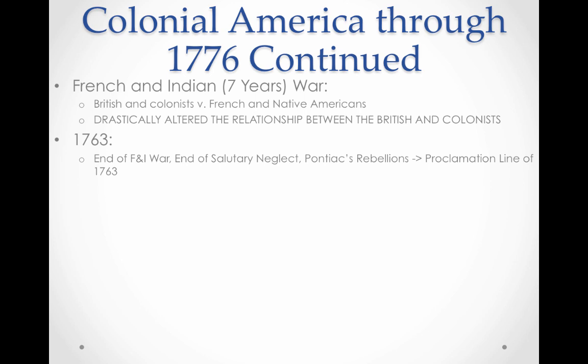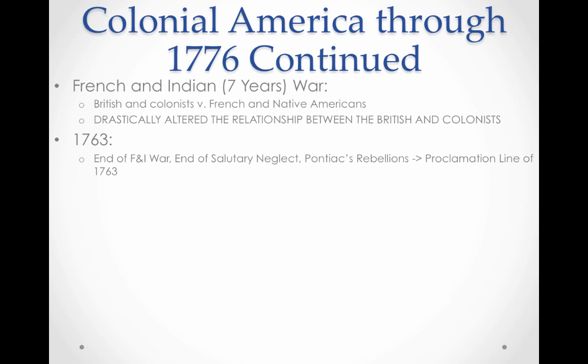So we see 1763 as an important year, because we had the end of the French and Indian War, which leads to the end of salutary neglect. And remember, salutary neglect is when the British would pretty much leave the colonists alone as long as they were making money. Also that year, we have a conflict with Native Americans called Pontiac's Rebellion, and that led to a very important act passed by Britain called the Proclamation Line of 1763, which forbid expansion beyond the Appalachian Mountains. Please write down right now, Appalachian Mountains next to Proclamation Line of 1763.